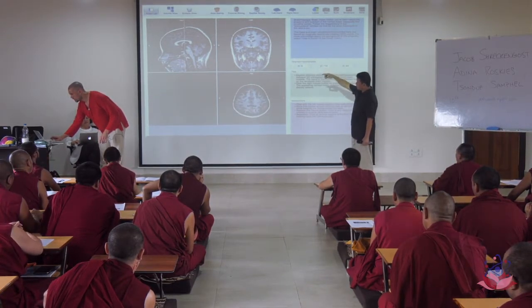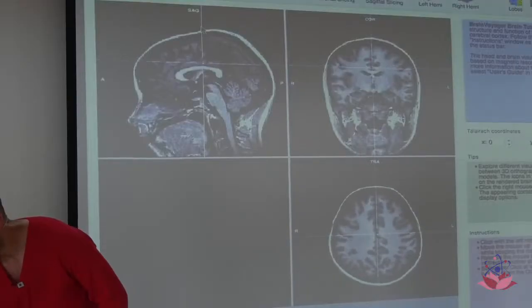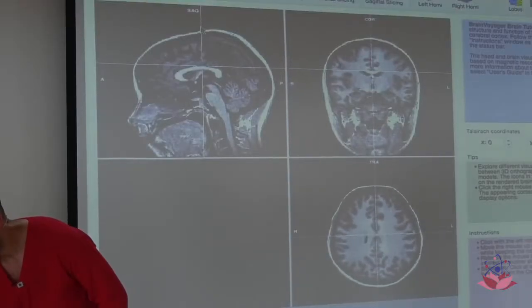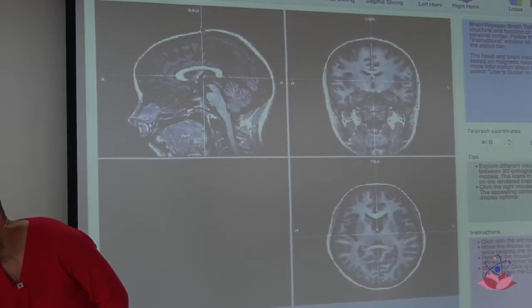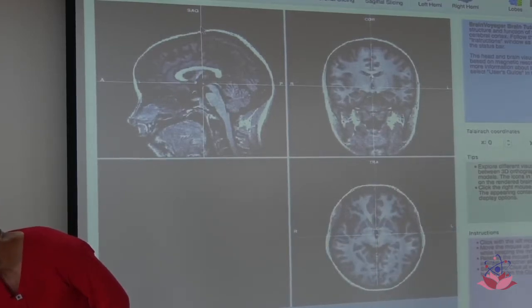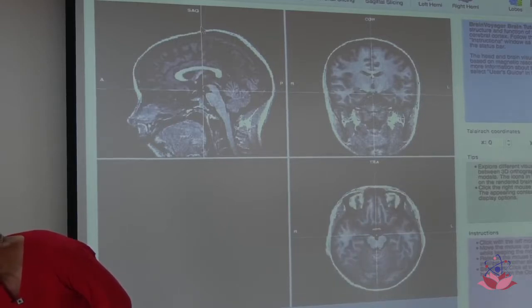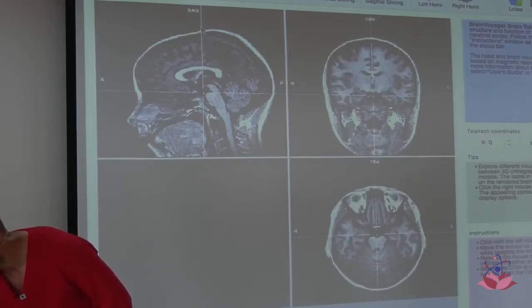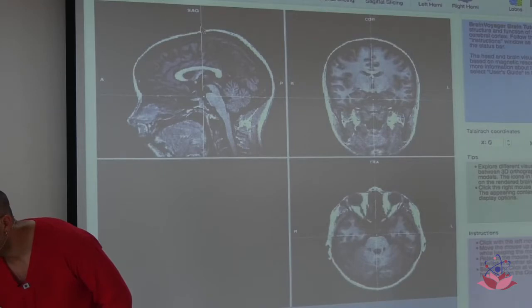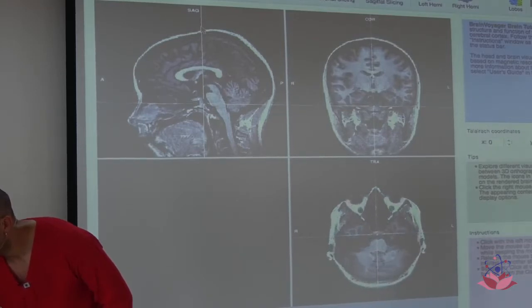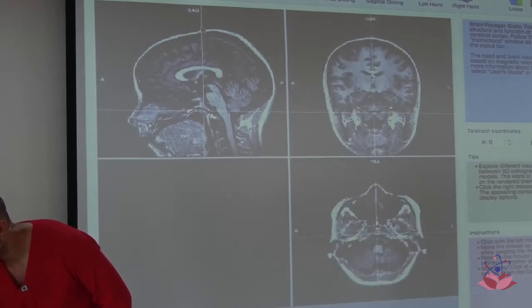Now we're getting close to the level of the eyeballs. There are the eyes. And then continuing down through the base of the brain.